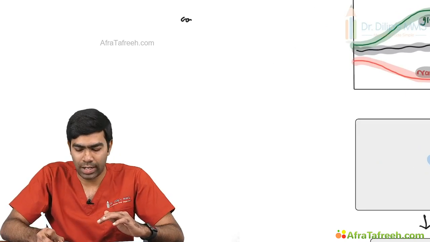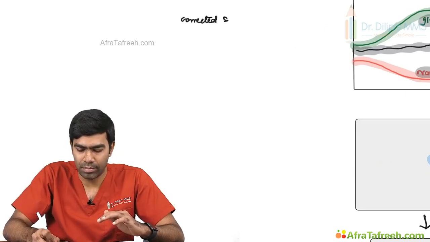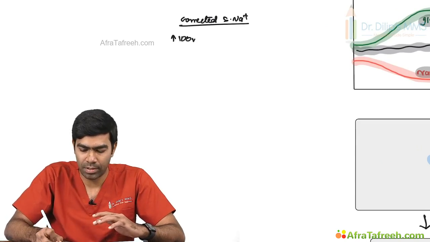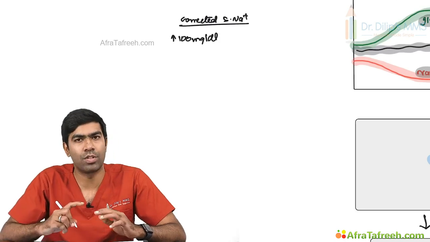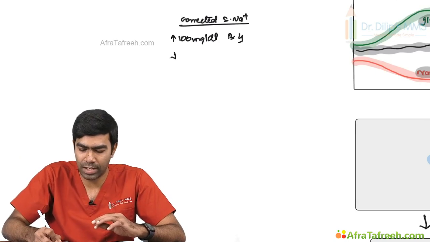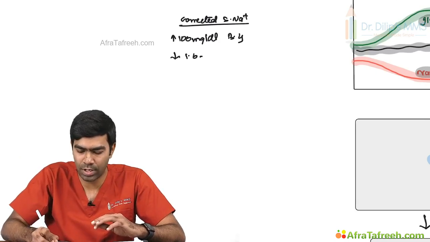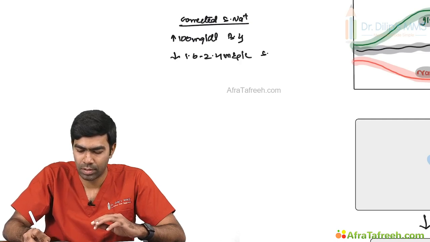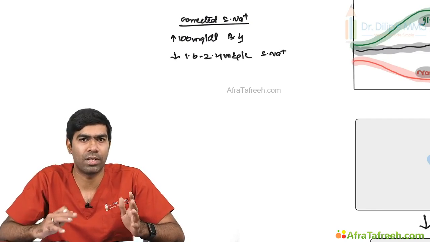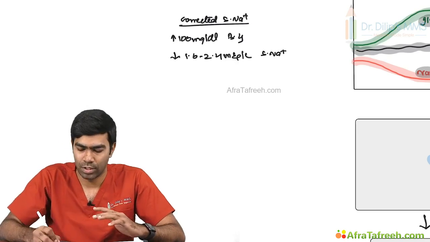And to know the corrected serum sodium, you have to know a dictum. So before that, what is the dictum? For every 100 milligram per deciliter rise in the blood glucose beyond the normal value of 100, there is going to be a simultaneous drop in the serum sodium by 1.6 to 2.4 milliequivalents per liter. Clear? Because of the transient dilutional effect of moving water from the ICF to the ECF. So this is the relationship.